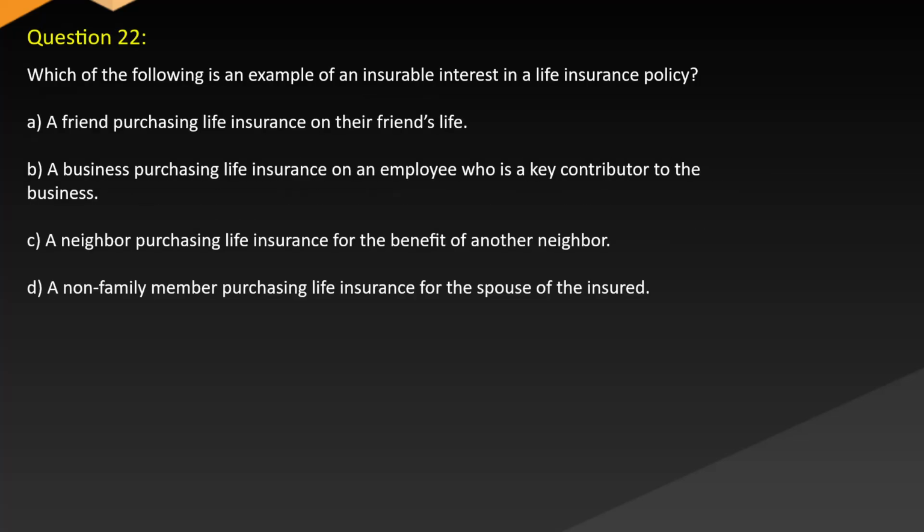Question 22. Which of the following is an example of an insurable interest in a life insurance policy? A. A friend purchasing life insurance on their friend's life. B. A business purchasing life insurance on an employee who is a key contributor to the business. C. A neighbor purchasing life insurance for the benefit of another neighbor. D. A non-family member purchasing life insurance for the spouse of the insured.